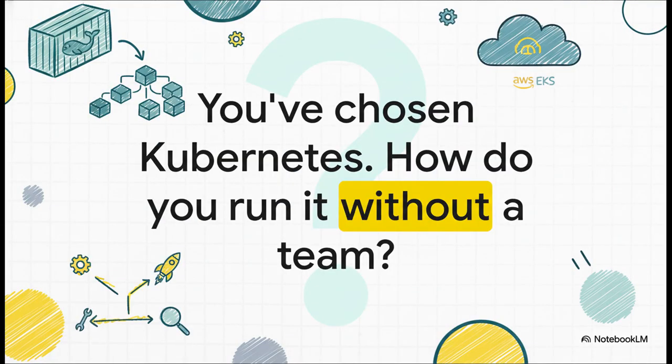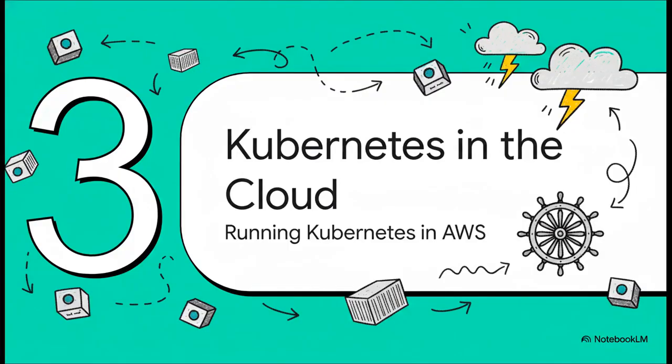Okay, so you've made the smart choice. You've picked Kubernetes. But remember that complexity we talked about? Managing a Kubernetes cluster yourself, the control plane, all the upgrades, the security, that's a full-time job. So how can a team actually focus on building their application without getting completely bogged down in managing infrastructure? The answer, as it so often is, the cloud. By using a managed Kubernetes service, you get to offload all of that heavy lifting. Let's take a look at how this works in AWS, specifically with their Elastic Kubernetes Service, or EKS.